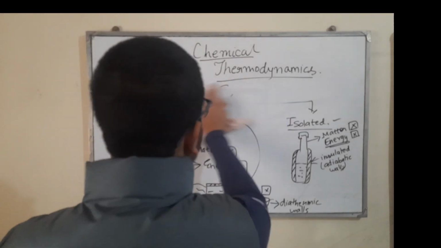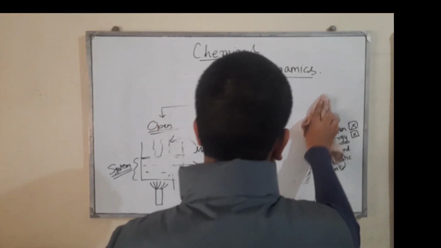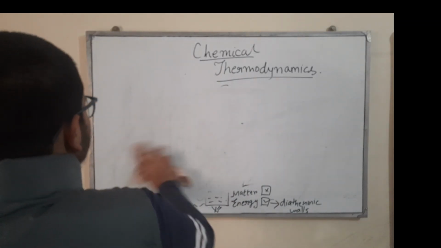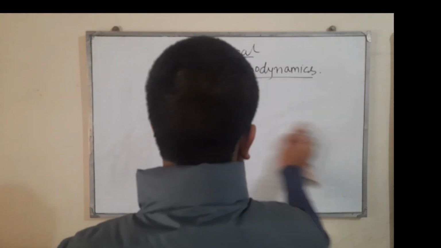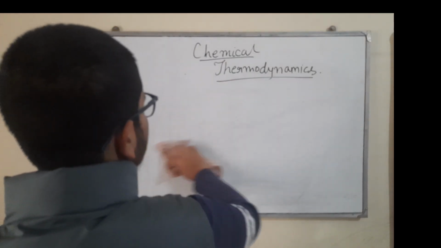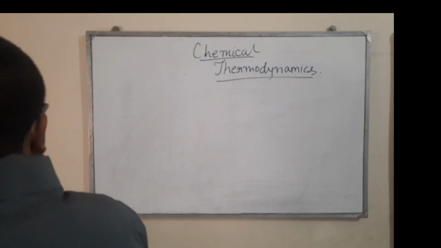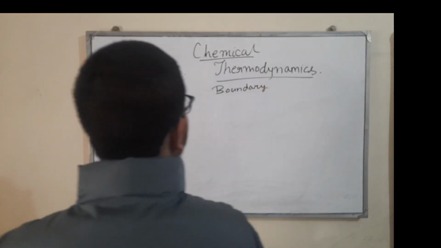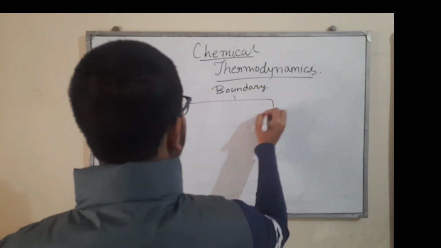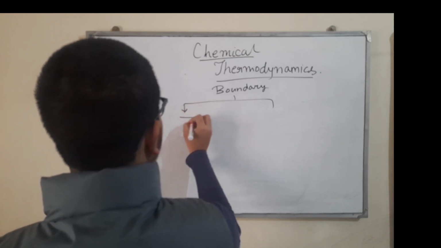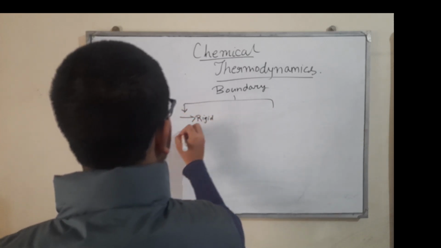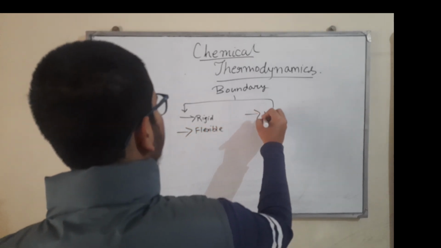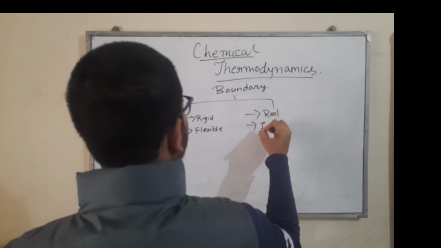Now let's discuss the boundary, the wall. Boundary can be classified in two ways. First, it can be classified as rigid and flexible, and then it can be classified as real and imaginary.